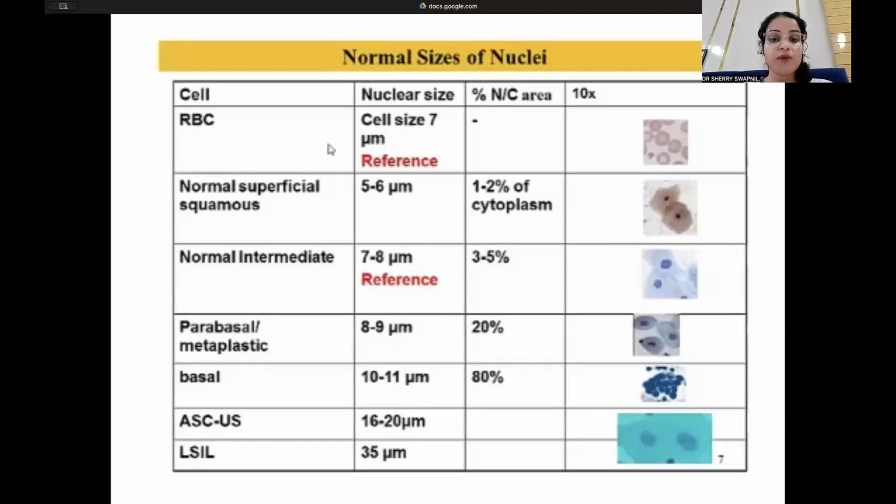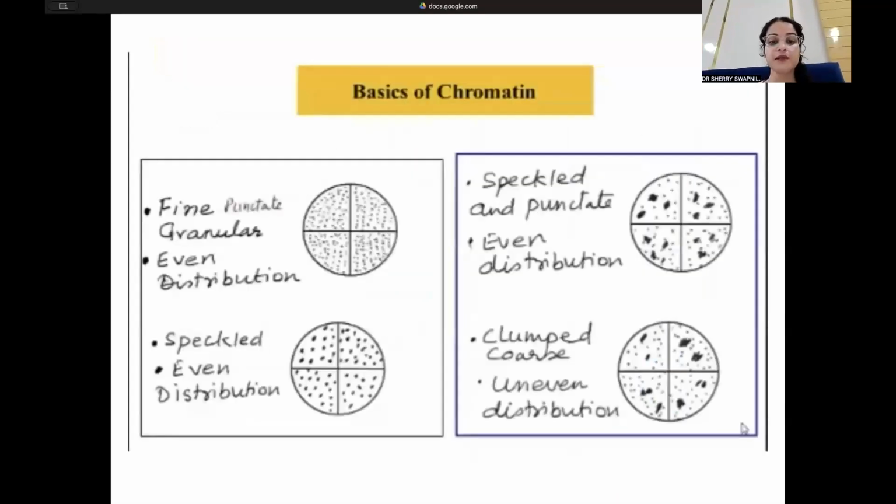That's why you should be able to look into the nucleus of the intermediate cells, as it serves as a reference point, and from where we can compare different nucleus sizes. Next slide, please. So the basis of chromatin, it is very important.